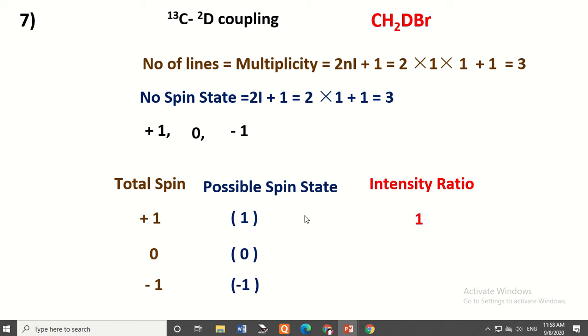Therefore, the intensity ratio for plus 1 is 1, for 0 is 1, and for minus 1 is also 1. The intensity ratio is 1:1:1 for the CDBr. Then consider the next example, deuterated acetone.